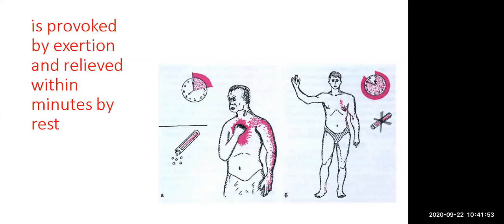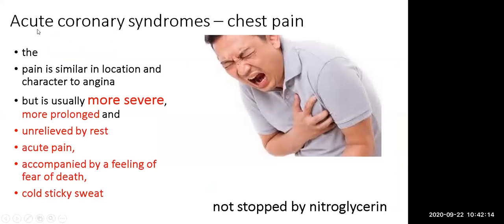Or you need to differentiate it from musculoskeletal pain. Mostly when the patient has musculoskeletal pain, they will say, I have a pain for 24 hours, I have a pain for 2 days. This is impossible for a heart attack or angina disease. Okay, here is acute coronary syndromes.